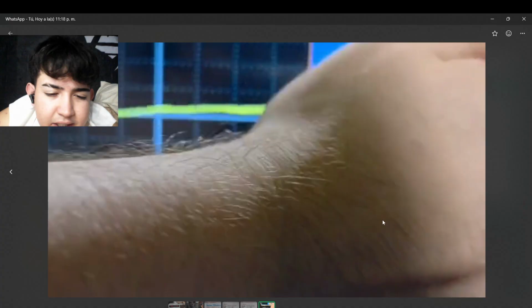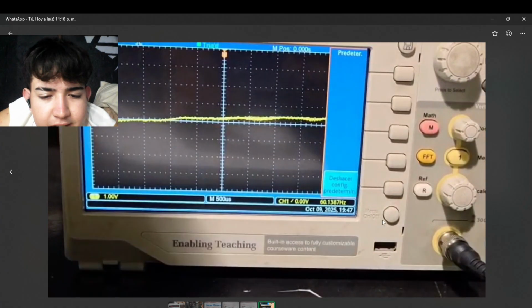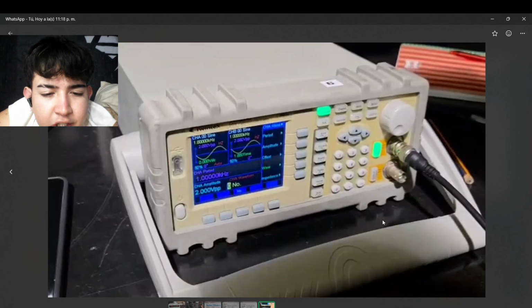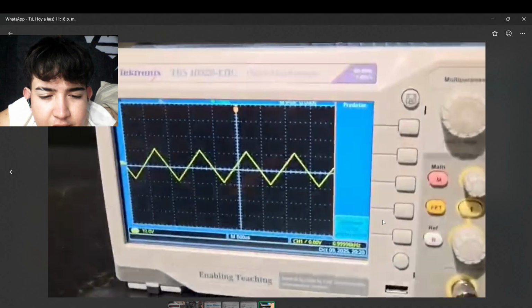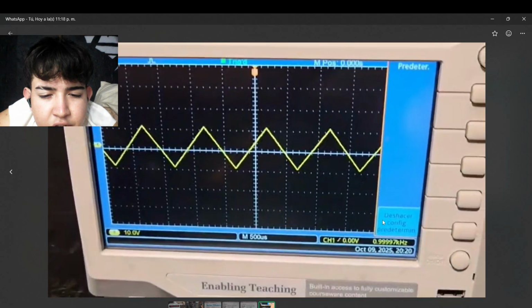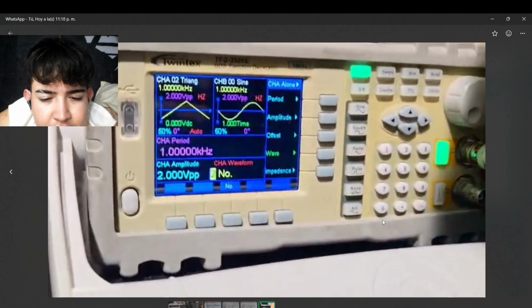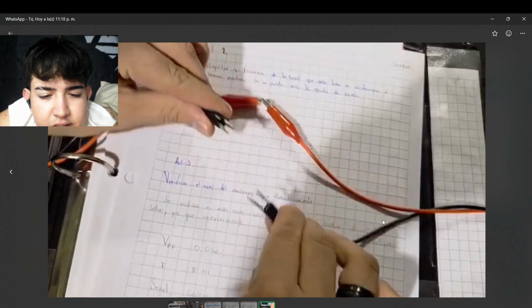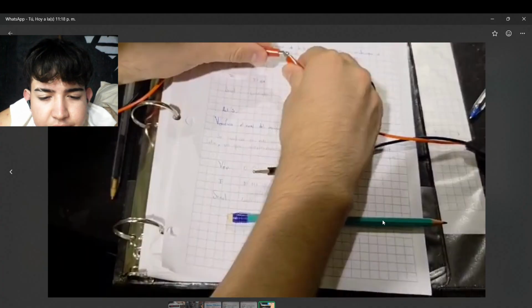Step 5. Function generator connection and signal variation. The positive probe of the oscilloscope CH1 was connected to the output of the function generator and the ground of the oscilloscope to the ground of the generator. The generator was adjusted to produce a sine wave with an amplitude of 5 Vpp and frequency of 1 kHz. The sine wave was observed on the oscilloscope.